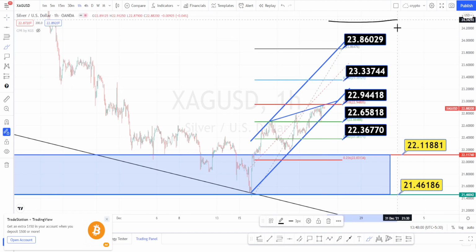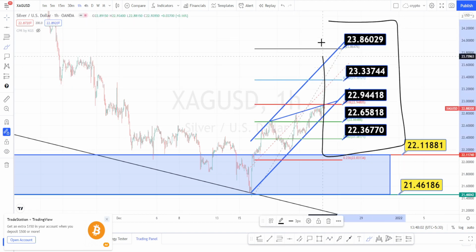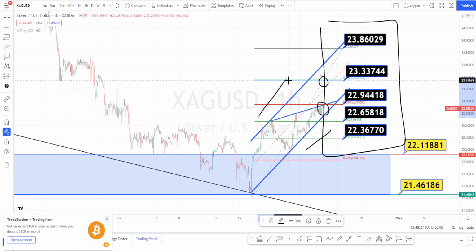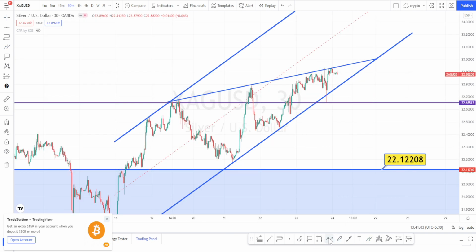So these are all the support and resistance levels in the hourly time frame, and the current price action is moving within this channel pattern, which is on a bullish trend. Let us do the analysis in the 30 minutes time frame. I'm in the 30 minutes time frame now.